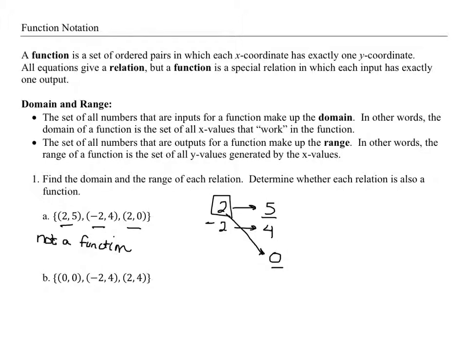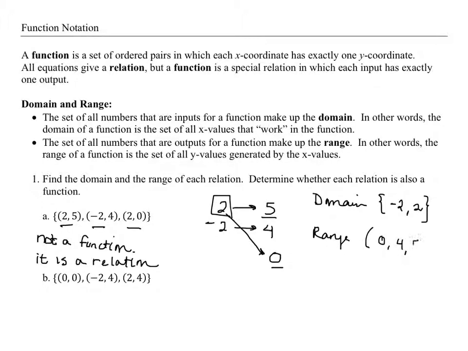Now, even though it's not a function, it is a relation. And we can say the domain of the relation is -2, 2, because those are my inputs, and my range is 0, 4, 5. So even though it isn't a function, I can still list the domain and range of the relation. Let's do the next one.